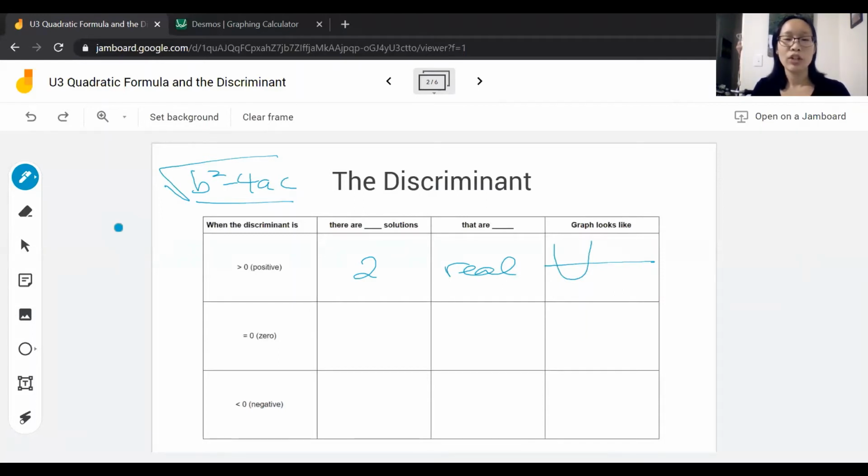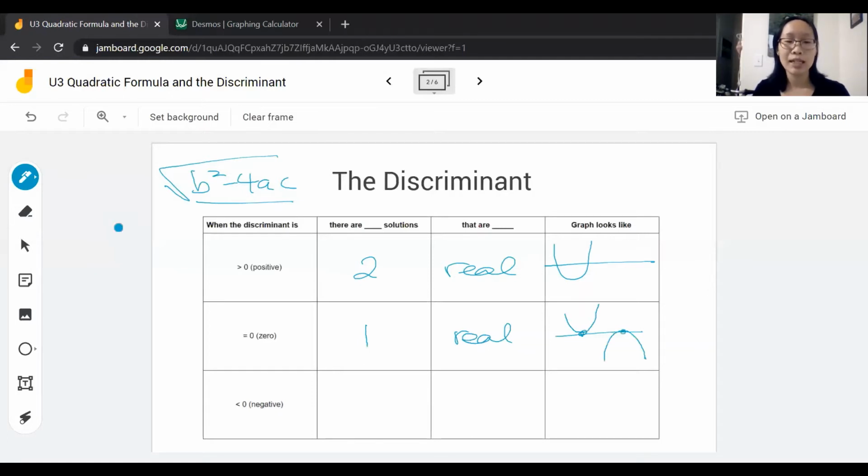When your discriminant is 0, you're taking the square root of 0, and there's no plus or minus 0, it's just 0. So there's one solution, and it is real, and it means your graph looks something like this, where it just touches right at one point.